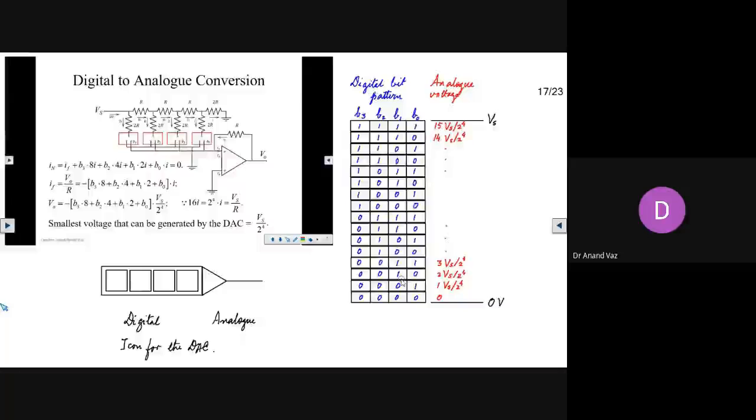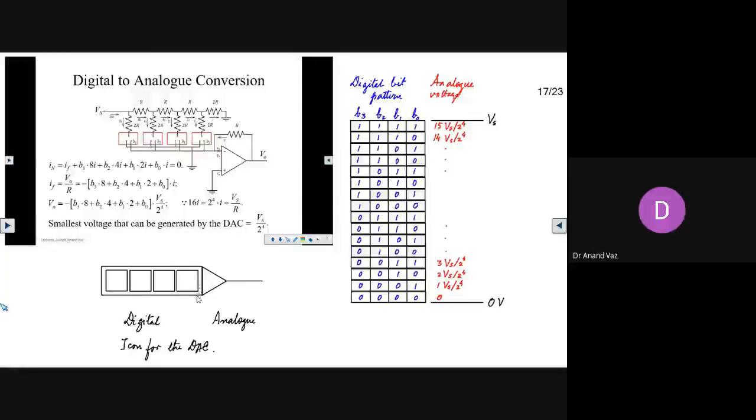So according to our calculations, we have got 16 steps, 2 raised to 4. So the smallest voltage that can be generated by this DAC is going to be Vs divided by 2 raised to 4. That means Vs divided by 16. Now, when you output the bit pattern 0, 0, 0, 0, everything is 0. So the output of the DAC is 0.